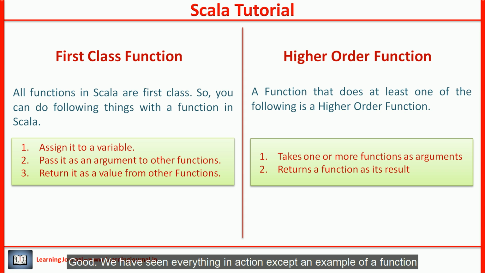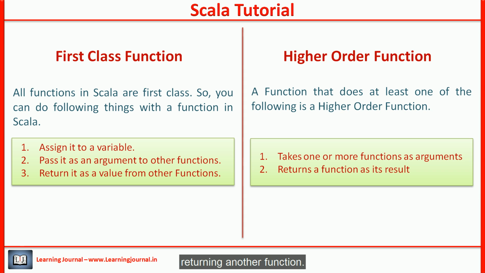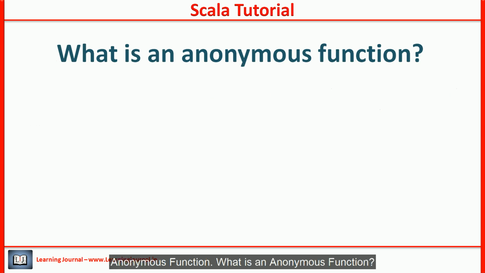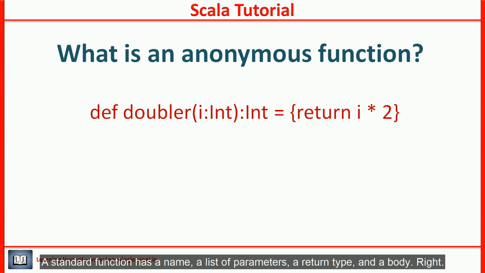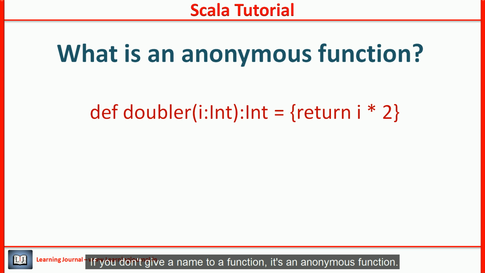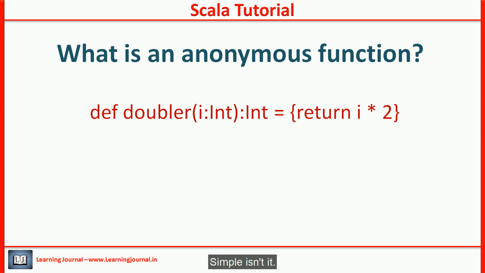Good. We have seen everything in action except an example of a function returning another function. I will come to that, but let me cover another jargon. Anonymous function. What is an anonymous function? A standard function has a name, a list of parameters, a return type, and a body, right? If you don't give a name to a function, it's an anonymous function. Simple, isn't it? Let me show you one simple example.